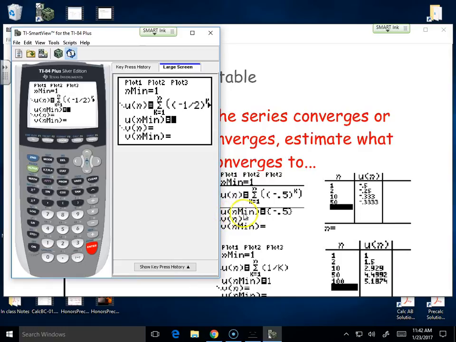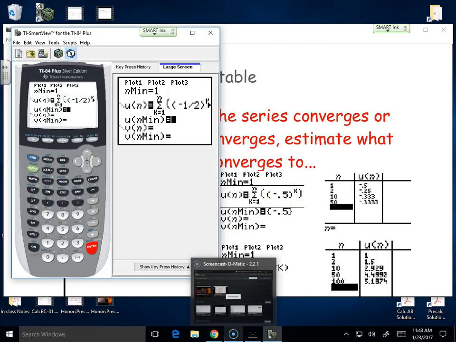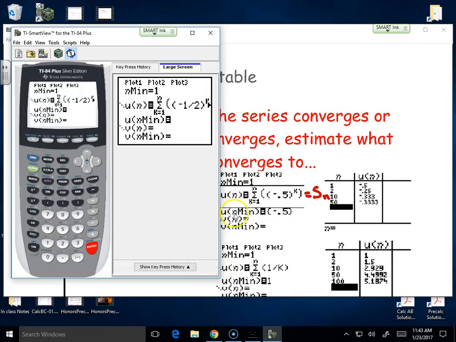What's the u of n min? Okay. U of n is standing for our partial sums, in case you guys don't see it, because it has a sigma, right? So u of n min means, hey, what's the partial sum of 1? What's the first term? Okay, well, plug in 1. Negative 1/2 to the first is, you see why I'm just plugging in negative 0.5?